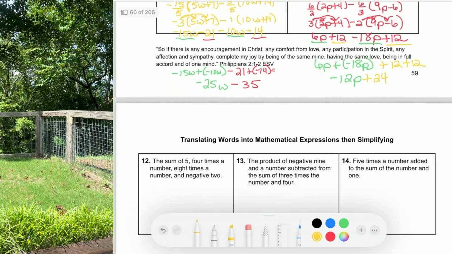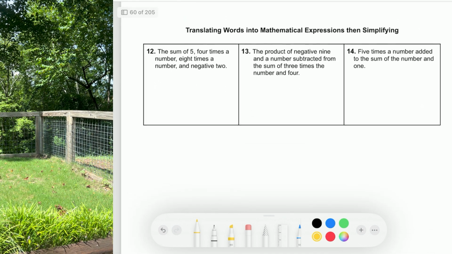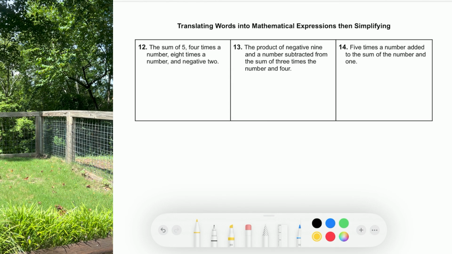Now let's look at translating words into mathematical expressions and then simplifying them. So the first one says the sum of 5, 4 times a number, 8 times a number, and negative 2. They're giving a listing of all the items that we're going to add together. So let's say the sum of, let me change colors. The sum of 5 plus 4 times a number plus 8 times a number and plus negative 2.